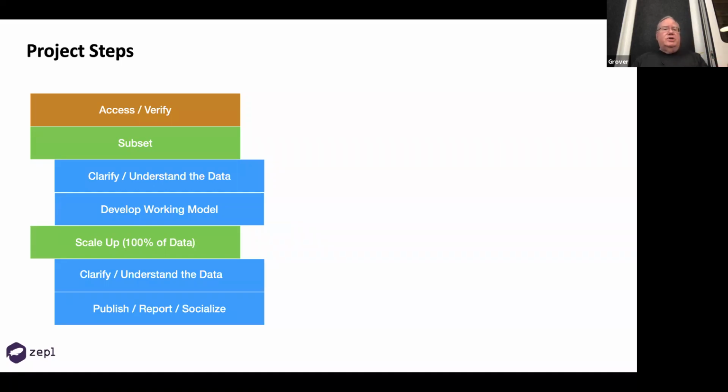Then after you've done some understanding of the data, you usually develop some working models. For people who are not data scientists, they kind of think this stuff is magic, and they think, wow, you're going to use some really cool artificial intelligence that's going to tell me all kinds of things.